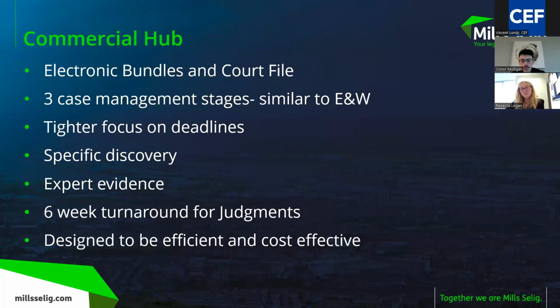There's the option to short circuit discovery as well, and order specific discovery rather than just generate everything that could be relevant. So that's another way that it can be quick. Expert evidence is usually always required, and the courts aim to have a 6-week turnaround for judgments, which is really good, really quick. And we recently had experience of that actually being the case.